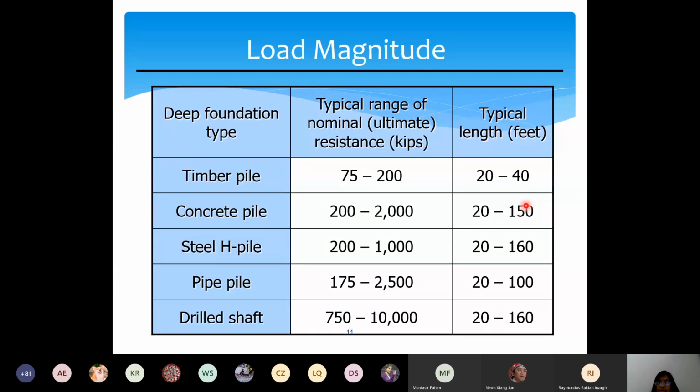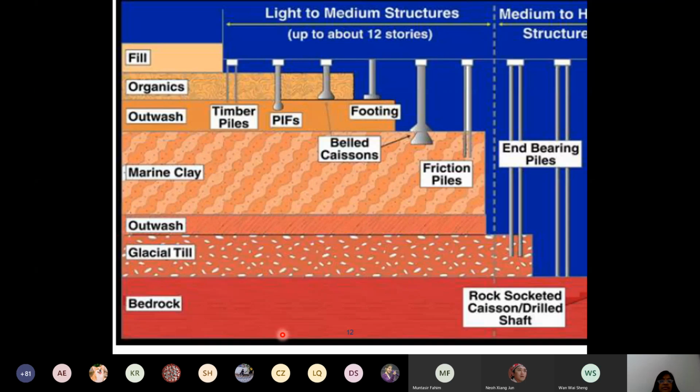Right. Maximum depth it can go inside for a concrete pile is 150, at the maximum 160 if you want. Then you choose a steel pile or shaft pile. These are the classification under the ground, right? How deep they can go inside. We will see one by one.